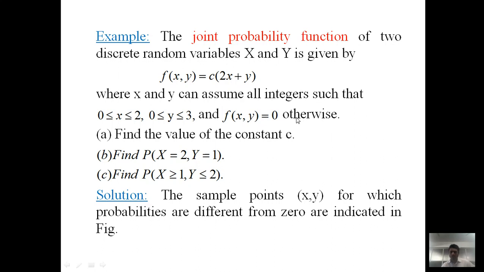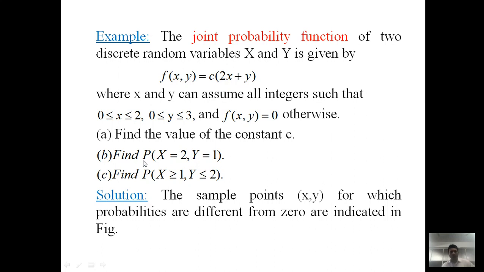So here we have to talk about all the points in the R2 plane. We know that in the R2 plane the coordinate is represented by x comma y. So we just have to discuss the coordinates in this range. When x is lying between 0 and 2 and y is lying between 0 and 3, the function takes the value c into 2x plus y, and in the rest of the R2 plane, the function takes the value 0. We are interested in finding the unknowns. First of all, we have to find the value of c.